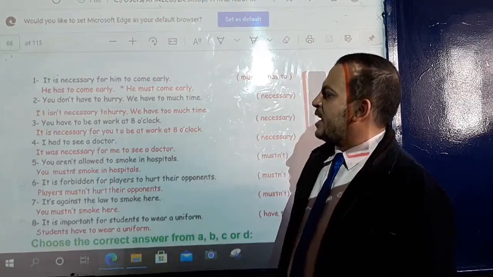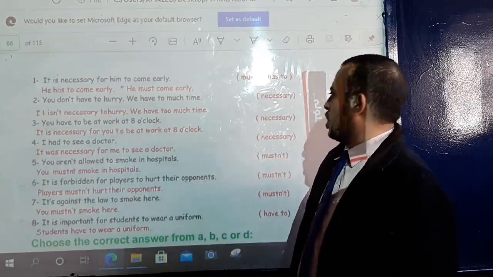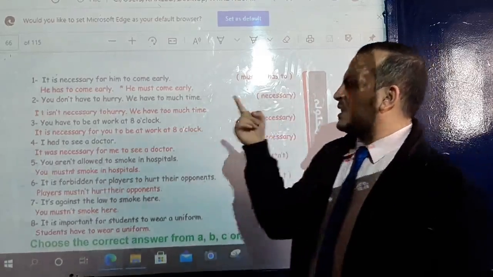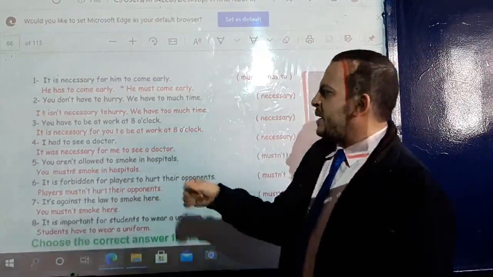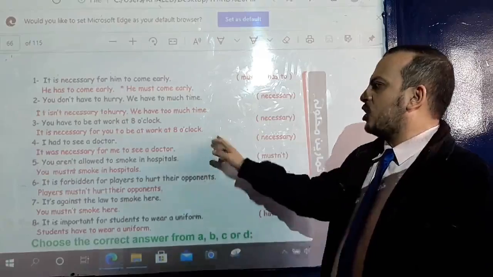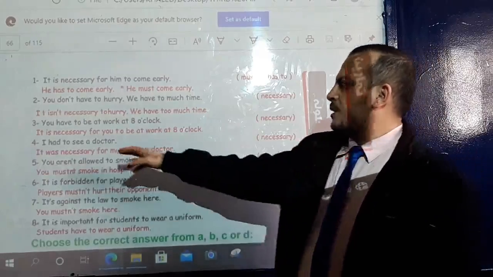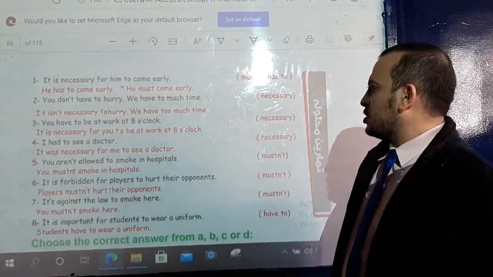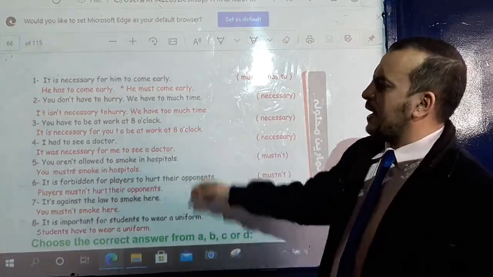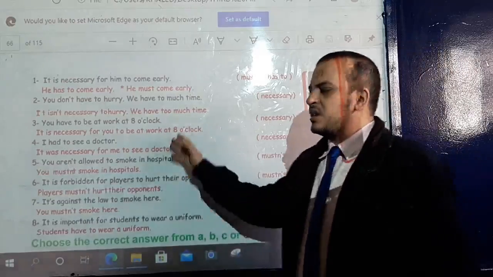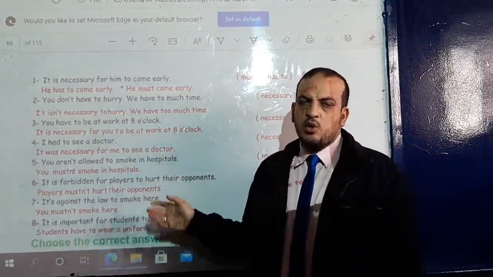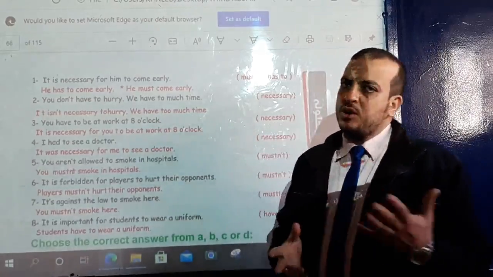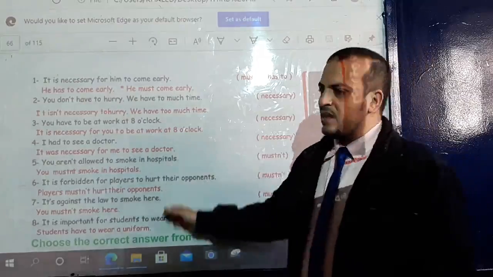You have to be at work at 8 o'clock. Use necessary: it is necessary for you to be at work at 8 o'clock. And here, I had to see a doctor. It was necessary for me to see a doctor. So, this is the answer as you see. All of these exercises are easy. You can watch them on your own and see the answers.